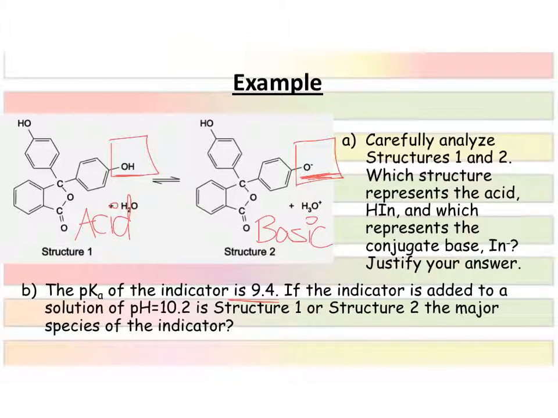If the pKa of the indicator is 9.4 and we put it in a solution that is 10.2, which structure is going to be more prominent? Well, hopefully you said the basic form of it. Number one, it's past the pKa of the indicator. Anything past it is going to be more basic. So hopefully that's exactly what you thought. So it's definitely going to be the basic form. Structure 2.